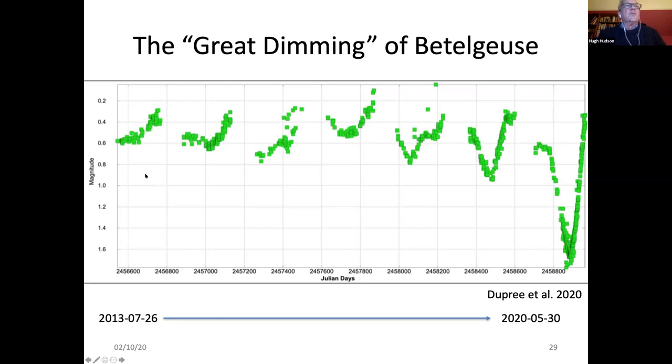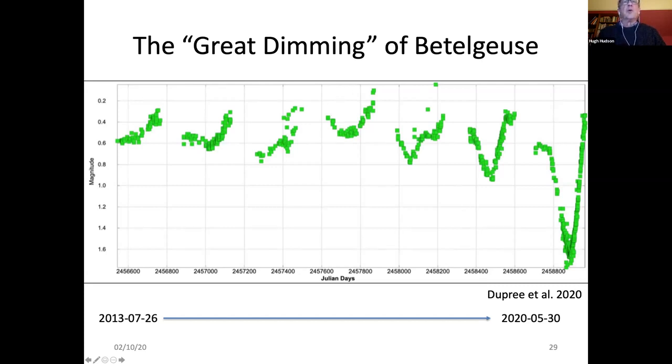And is it going to do it? Well, this is the pattern of its behavior right now. It has these variations on a time scale of some fraction of a year, semi-regular pulsations, right? Which became very deep, very strange earlier this year, late last year, early this year. And this is called the Great Dimming of Betelgeuse.